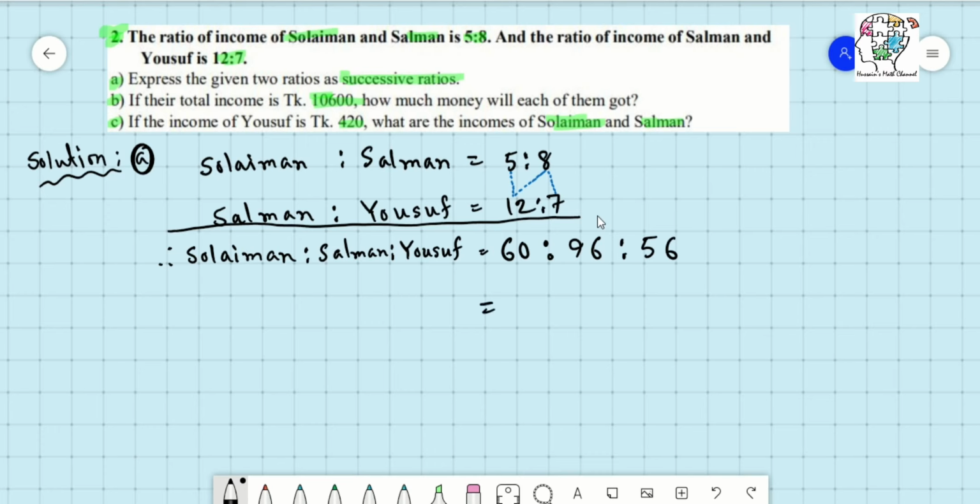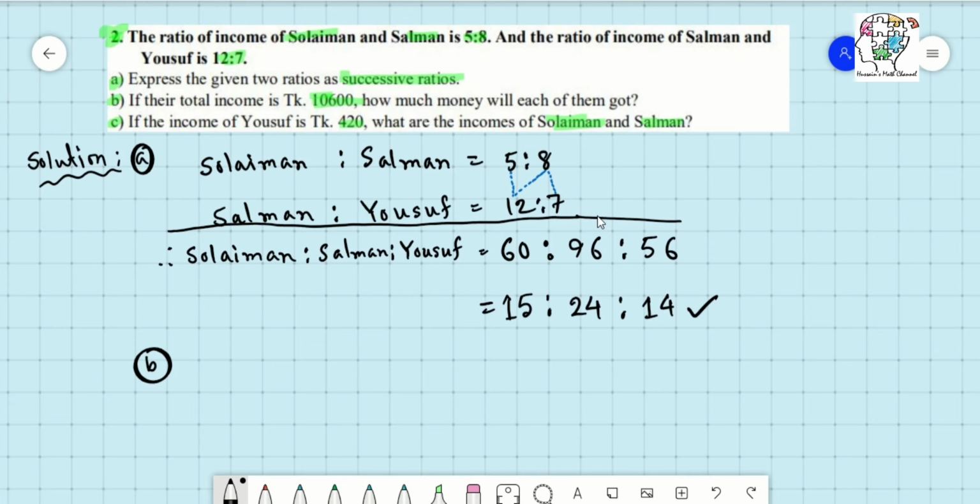Here we also can reduce these three terms by 4. So 60 divided by 4 will be 15, 96 divided by 4 will be 24, and 56 divided by 4 will be 14. So this is our required answer. I hope you understand. If you don't understand, you just repeat the video. We just multiply 5 with 12, and then 12 with 8, and then 8 with 7. You will get the answer, which is pretty easy to find successive ratio. This is just a shortcut technique, nothing else.